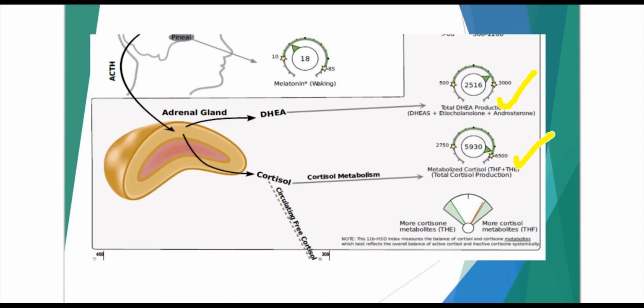And then with the cortisol production, what we can look at is cortisol comes in two forms, the active cortisol and the inactive cortisone. So it hops back and forth in different compartments of the body. And the question we're asking here is which one's predominant, the active cortisol or the inactive cortisone? And for this particular patient, there are more of the cortisol metabolites.